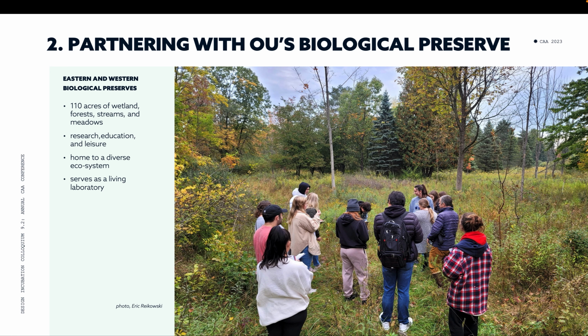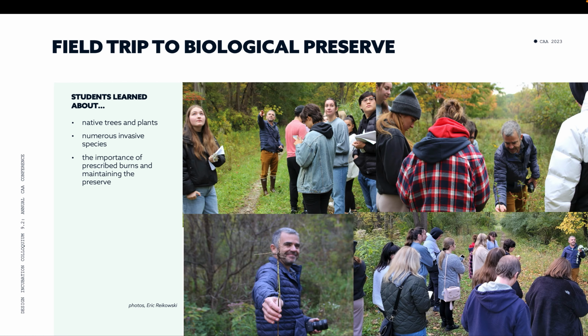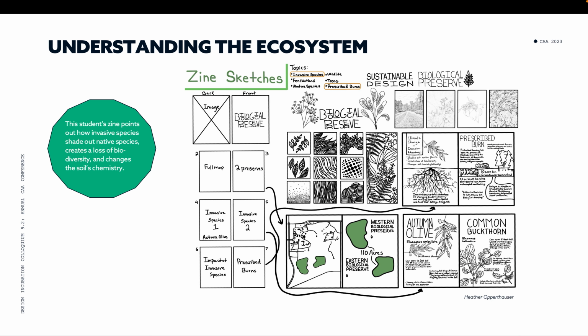Next, we collaborated with the biology department to create a project highlighting the campus biological preserve. The preserve is a vibrant 110-acre ecosystem consisting of wetlands, forests, streams, meadows, and a diverse population of plants and animals. Professor Scott Teagues led a tour to talk about native plants, problems with invasive species, and the importance of prescribed burns. He also shared how biology students use the preserve for research and the importance of maintaining this critical natural resource. Students chose which aspects of the preserve to focus on.